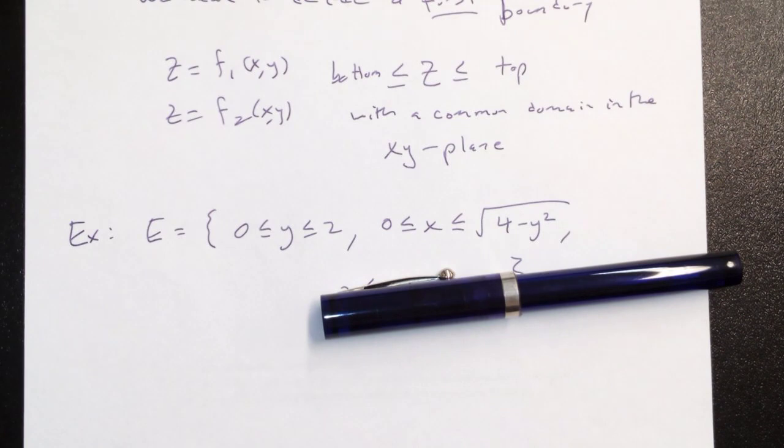Because that's just X and Y. There's no Z in there at all. That's a region in the XY plane. So let's figure out what the region in the XY plane looks like. What's that pair of equations? Describe for me in X and Y.